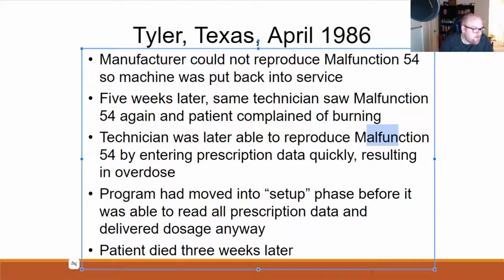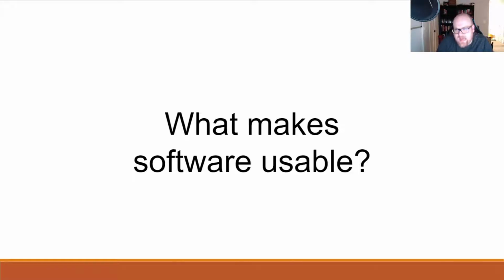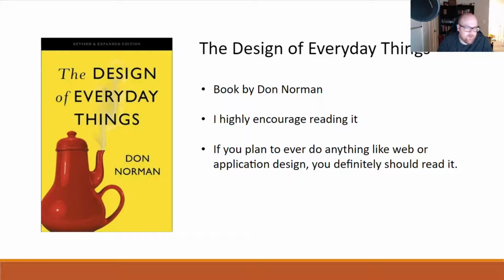So, how do we avoid that? Well, we make software usable, but how do we make software usable? Well, the first thing we have to ask, how is anything usable? And the famous book on this is The Design of Everyday Things by Don Norman. You can see the teapot there. If you ever get a chance, buy it. It's a great book. I love the teapot just because it would be very difficult to use.